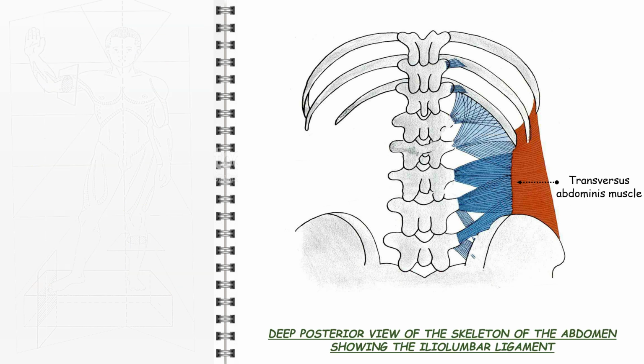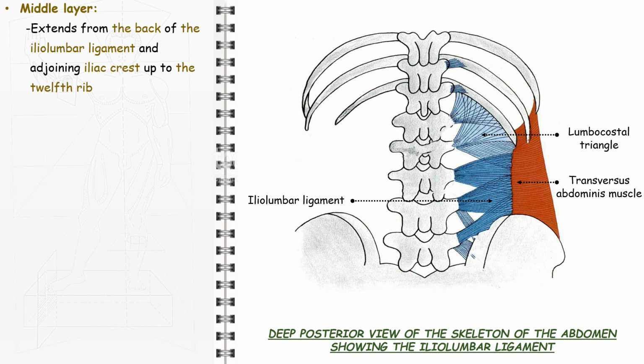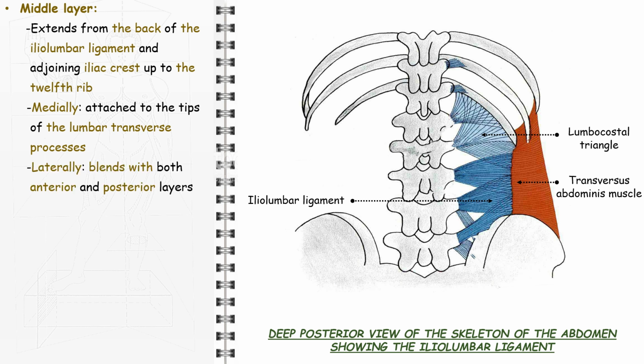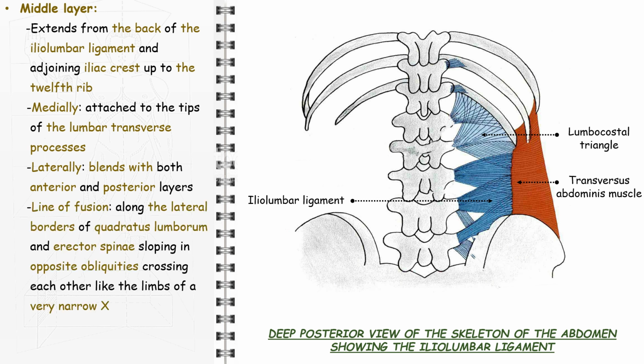The middle layer extends from the back of the iliolumbar ligament and adjoining iliac crest up to the 12th rib. Medially, it is attached to the tips of the lumbar transverse processes. Laterally, it blends with both anterior and posterior layers. Their line of fusion stands along the lateral borders of quadratus lumborum and erector spinae, sloping in opposite obliquities, crossing each other like the limbs of a very narrow X. The posterior layer of the lumbar fascia lies over the whole erector spinae mass of muscle. Medially, it is attached to the spinous processes and supraspinous ligaments of all the sacral, lumbar and thoracic vertebrae.